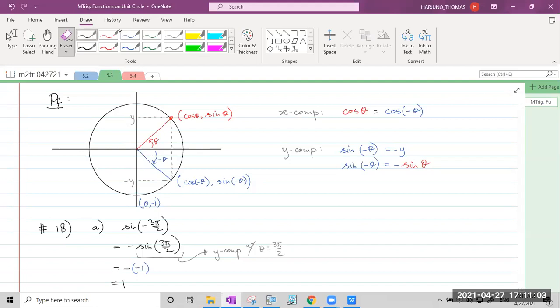How about part B? How about cosine of -225 degrees? Cosine of -225 degrees equals cosine of 225 degrees, because cosine is an even function.